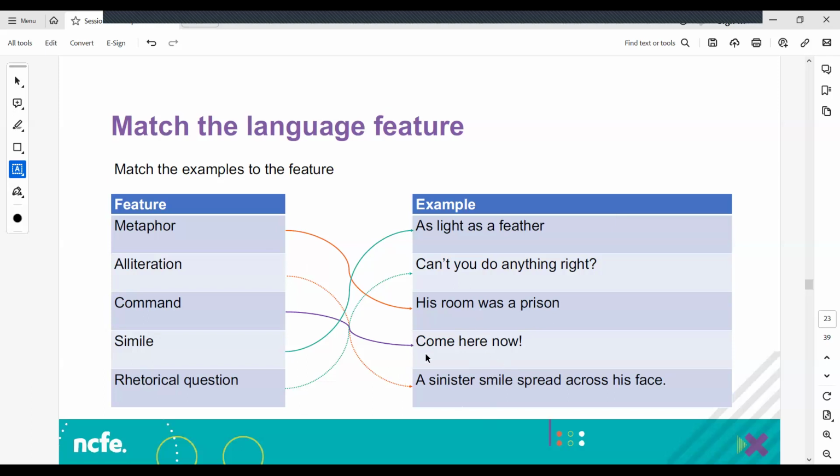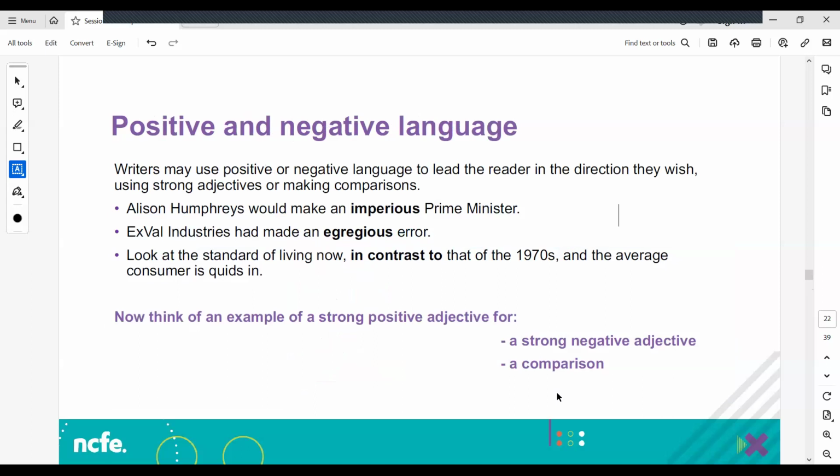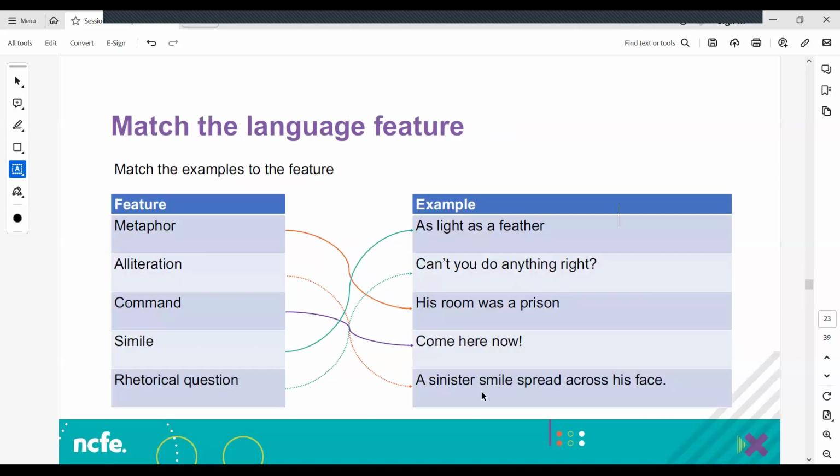Come here now! So we're starting with a verb, and it ends in an exclamation mark. So two big clues there that it is a command sentence. Finally, a sinister smile spread across his face. So we've got alliteration there: sinister smile spread. But this is also using negative language that we've just looked at. A sinister smile, that might be the writer trying to help form our opinion of this character.